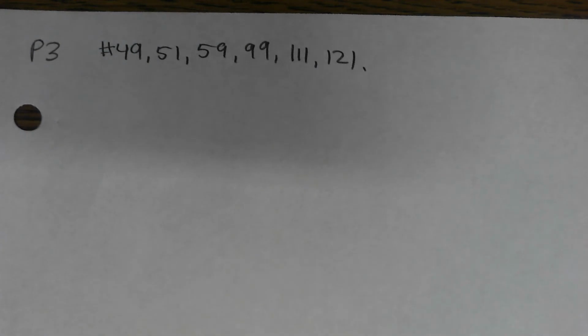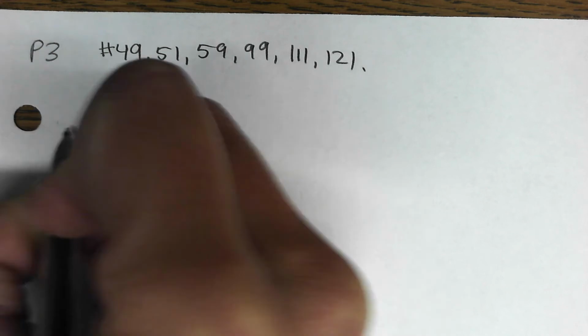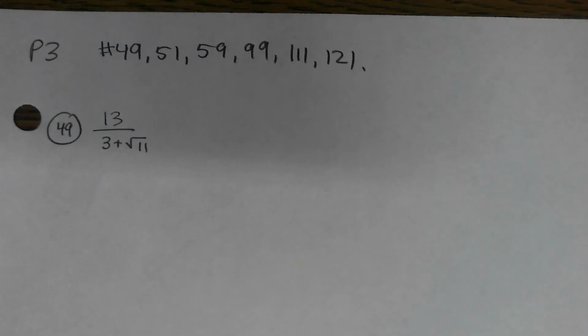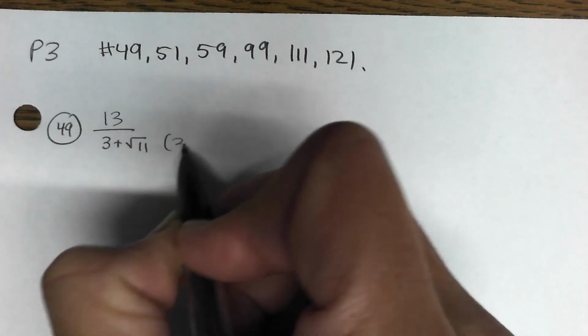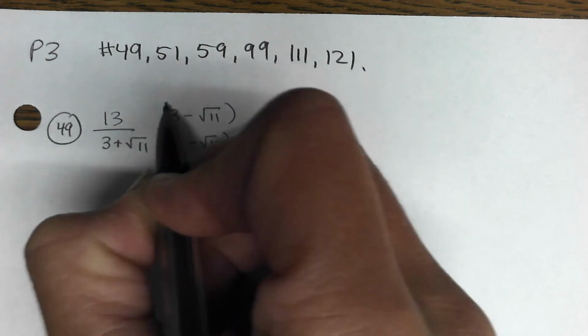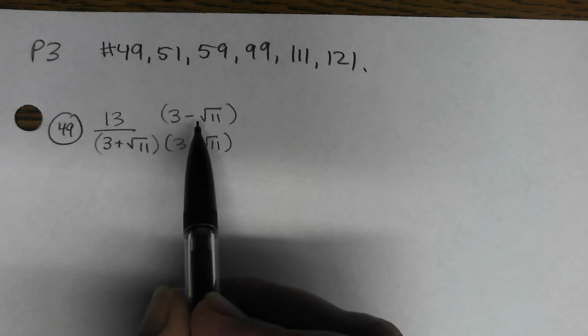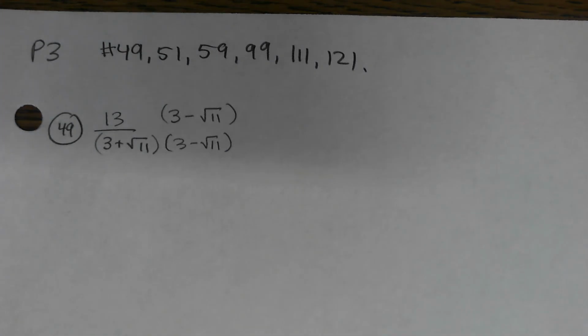So 49 was just a 13 over 3 plus root 11 rationalized question. And this is a multiply by the conjugate case because that is a part of a binomial. The question I think that I received is why don't they distribute in the numerator? I don't know, okay? So I would take either.